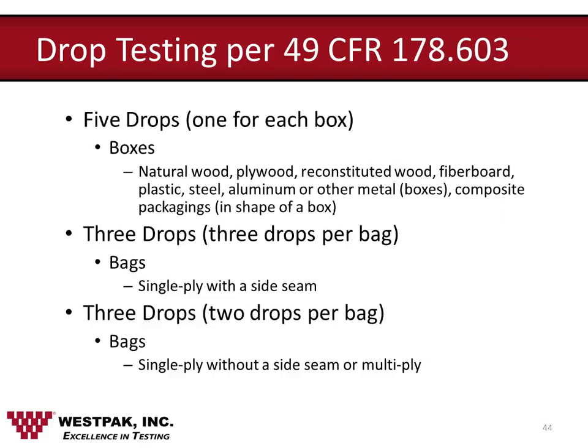For boxes, which is what we're using as an example, there's a total of 5 drops, and there is 1 drop per box. And boxes are of all types as listed here. Some examples are natural wood, plywood, reconstituted wood, fiberboard, plastic, steel, aluminum, or any other material, or composite packaging in the shape of a box. For bags, there are still 3 drops. For bags of single ply, there are 3 drops per bag, and for bags either without a seam or multiply, there are a total of 2 drops per bag.